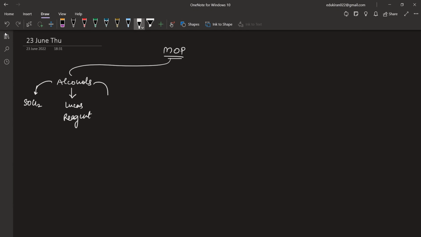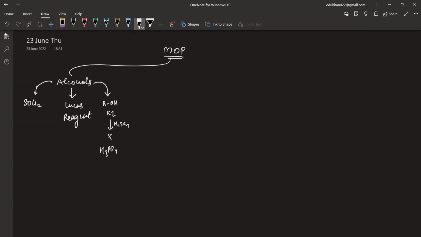You will come across Lucas reagent again in the chapter of alcohols, phenols, and ethers. And then the question about reaction of alcohol with KI. It will not give you alkyl halide in the presence of H2SO4, and that is why we use H3PO4. So these are the three things that are important in alcohols.